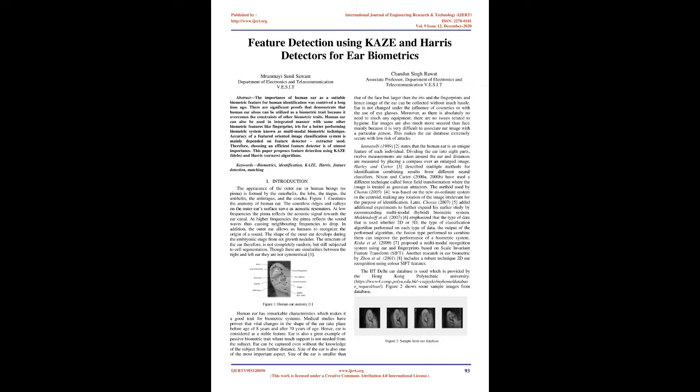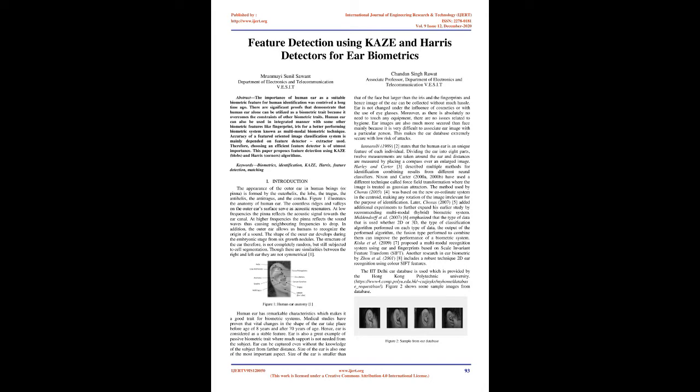The shape of the outer ear develops during the embryonic stage from 6 growth nodules. The structure of the ear, therefore, is not completely random, but still subjected to cell segmentation. Though there are similarities between the right and left ear, they are not symmetrical. The human ear has remarkable characteristics which make it a good trait for biometric systems. Medical studies have proven that vital changes in the shape of the ear take place before the age of 8 years and after 70 years of age. Hence, the ear is considered a stable feature.